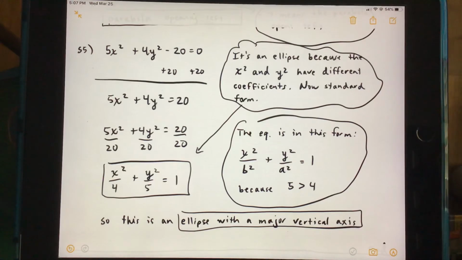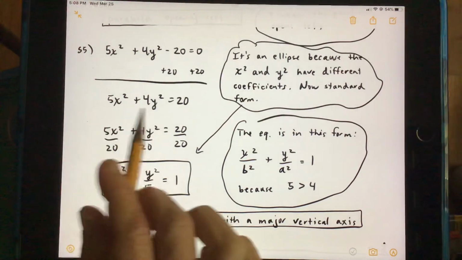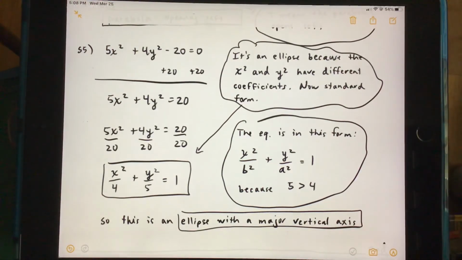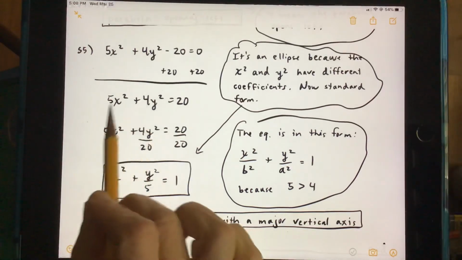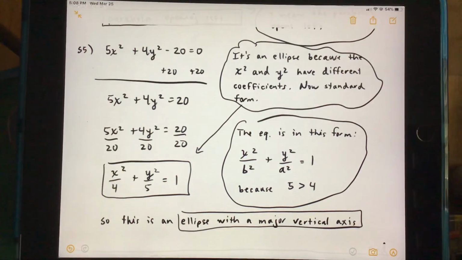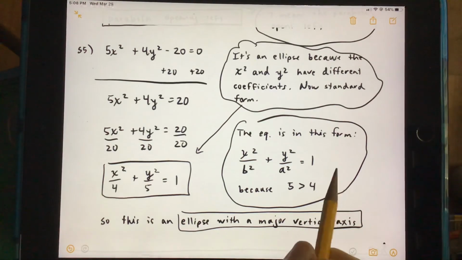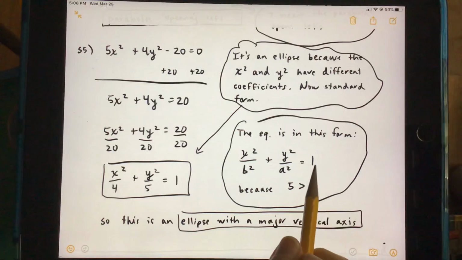5x squared plus 4y squared minus 20 is equal to 0. So first we're going to get into standard form by adding 20 to both sides. So we have our x squareds and y squareds paired together. We see this is not a parabola right away because we see both x squared and y squared. And we see our coefficients on our x squared and y squared are different numbers, so that rules out a circle. That means we need to get into standard form for an ellipse now that we know that's what it is. And we need to get equal to 1 here.